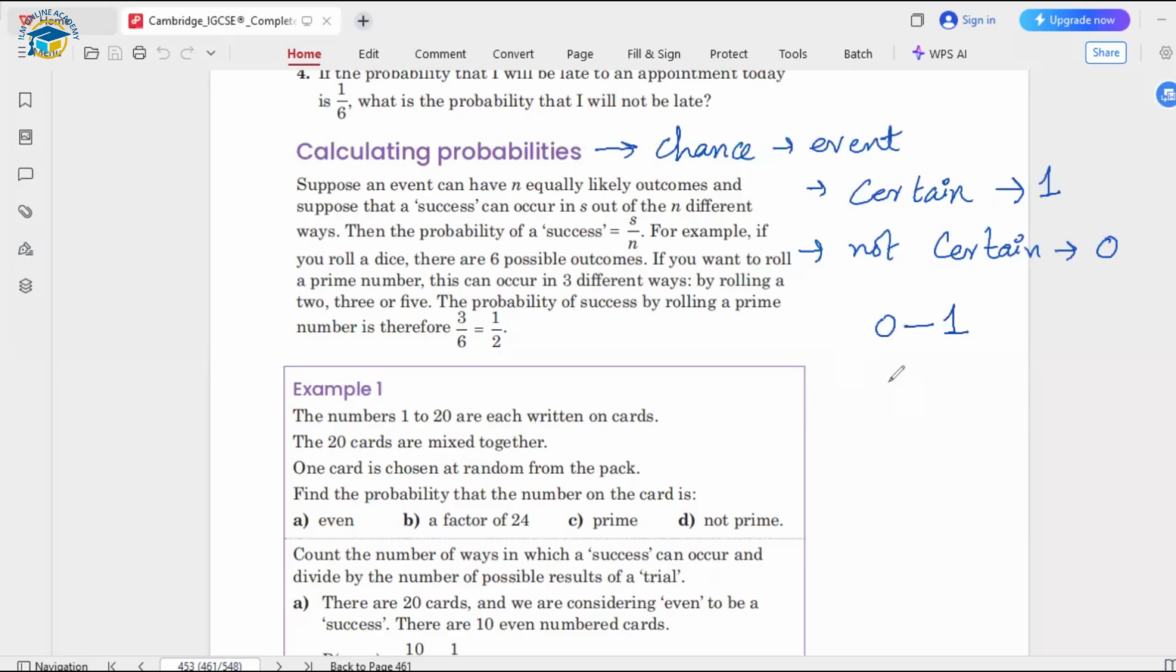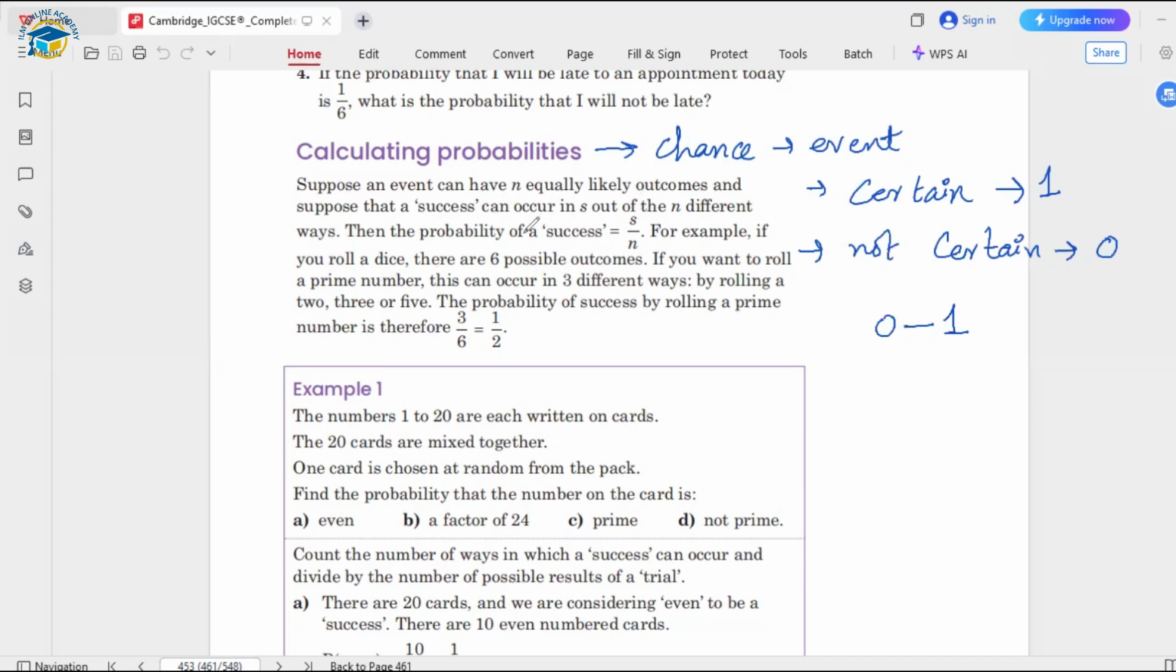So this was the very simple probability that we discussed in the previous exercise. You can check the previous video for this simple probability introduction. Now we are going to work with the calculation of probability. For that, we are going to use this expression, which is basically going to give us the probability.